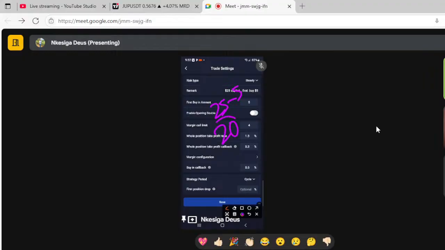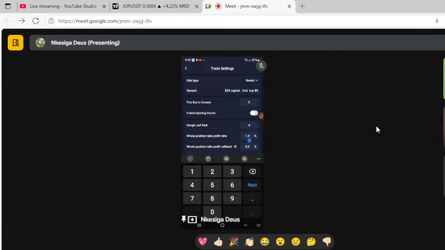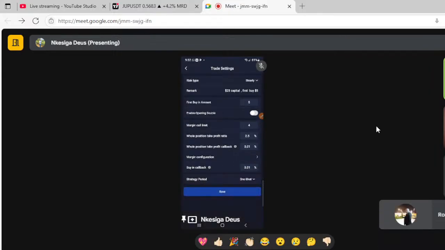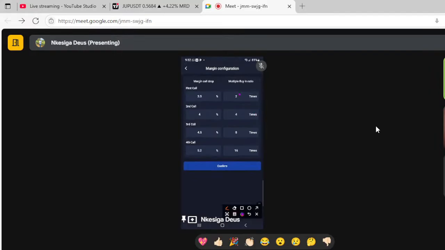Meaning I have $20 margin call, whereby my first buy is 5. If I get 5 times 4, I get 20. So meaning I have to be having only 4 margin calls. We are trying to set a strategy for futures. Take profit 2.5 or 1 according to what you want. The rest 0.1. Then one shot. We are trading under one shot, and we come here on margin configuration. Now let me explain to you. If you put 2, it means 2 times 5.